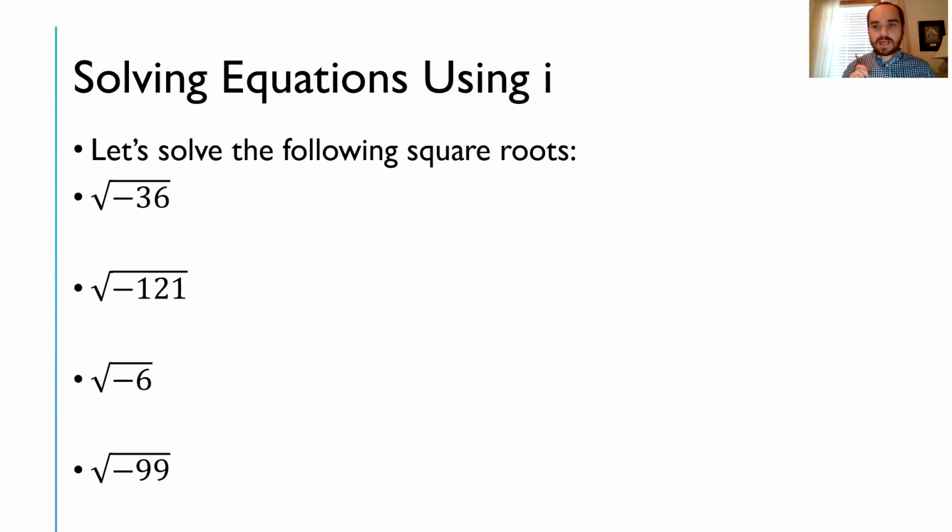So now, using that, we can actually solve these. In this case, we have negative 36. We want the square root of that. We can think of this as square root of negative 1 times the square root of 36. Remember, these are going to be plus or minus, so we get i, and then we'll get 6. So we'll have 6i, and it's plus or minus. So that's all we have to do there.